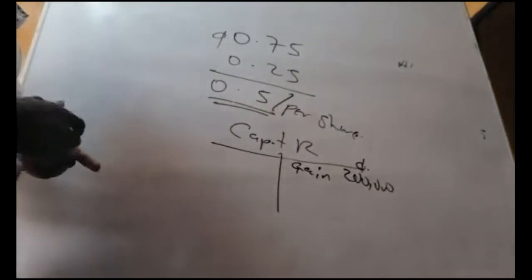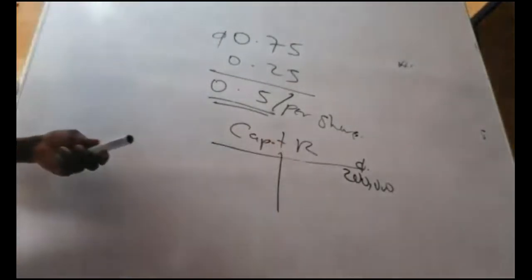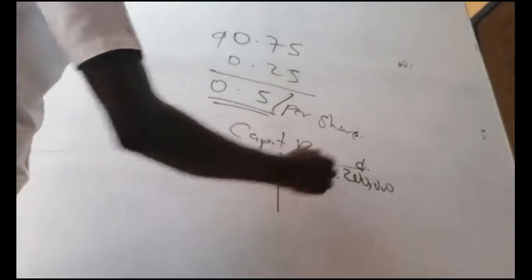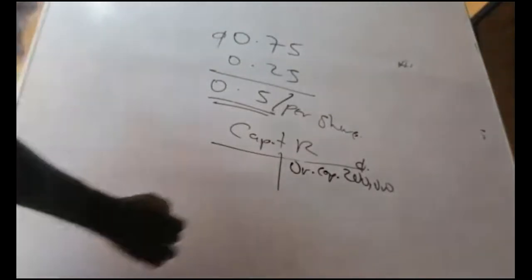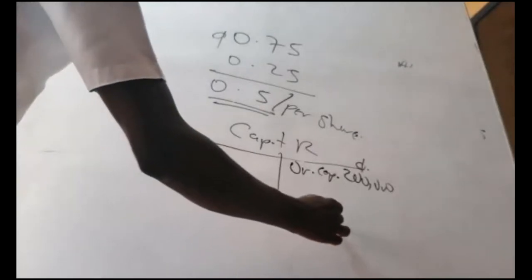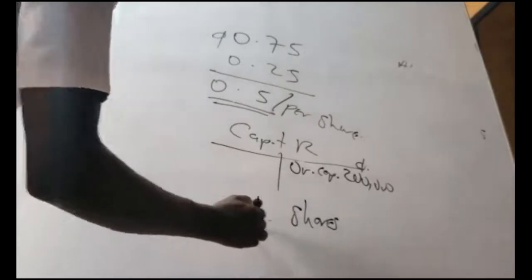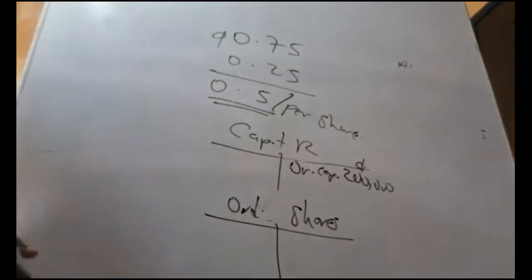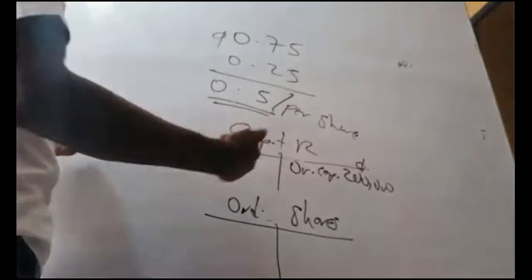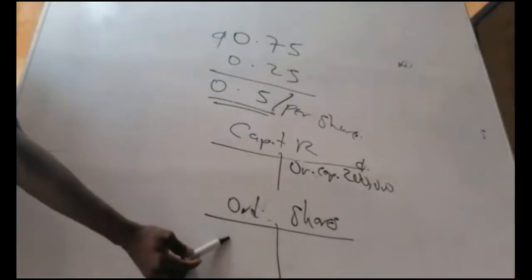How do we get that? Now, this gain is coming from where? Tell us the source of the gain. Yes, it's coming from ordinary share capital. So you open the ordinary share capital account. Now, when you open the account, whatever is at the credit side must have a corresponding debit entry. So you move it here.